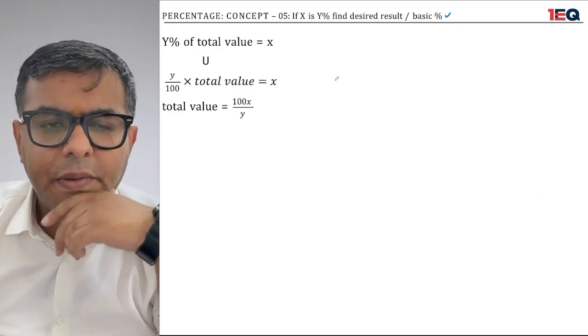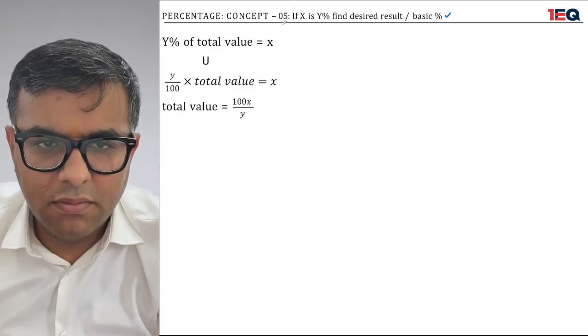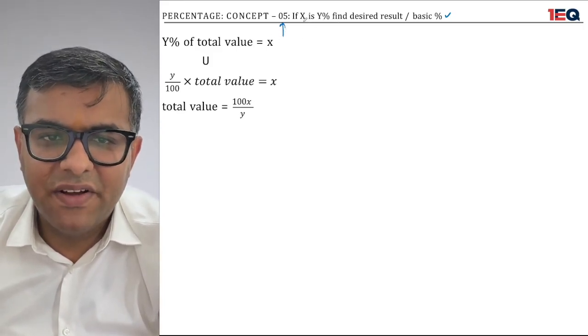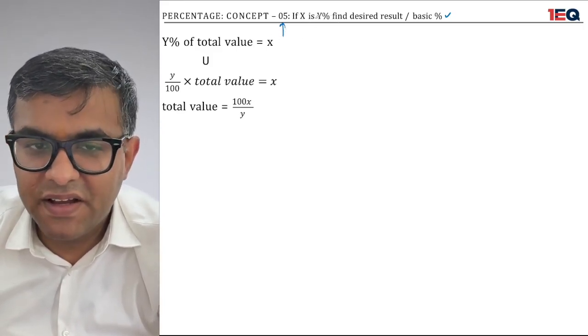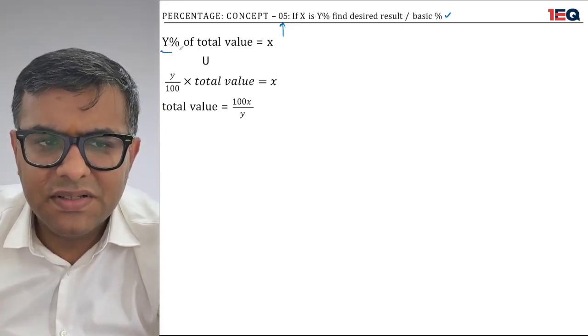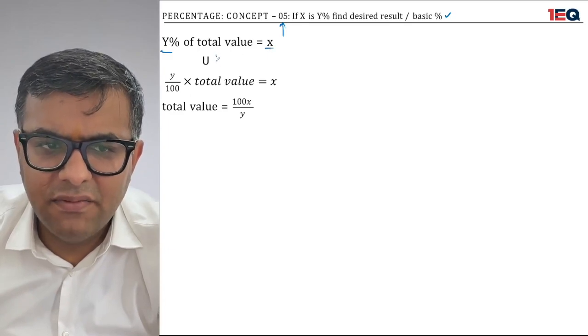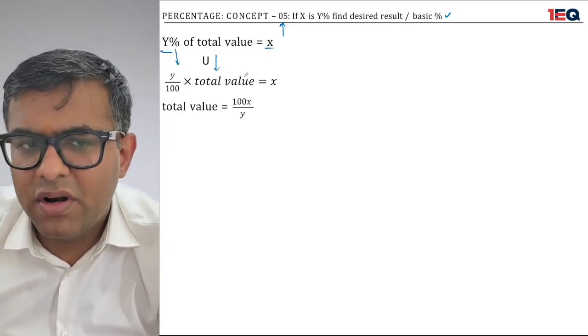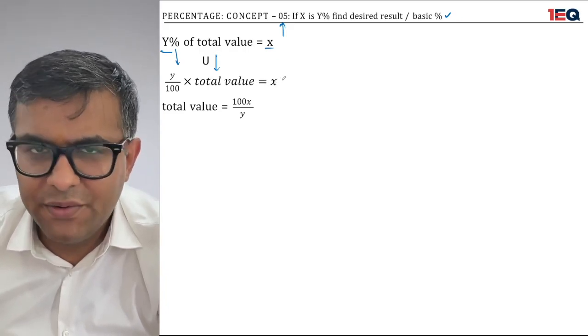Hello, everybody. We are now standing at concept 05. Concept 5 is: if x is equal to y%, then find the desired results. So y% of the total value is equal to x. Then we can come to a conclusion by removing the percentage sign: y upon 100 multiplied by the total value is equal to x.